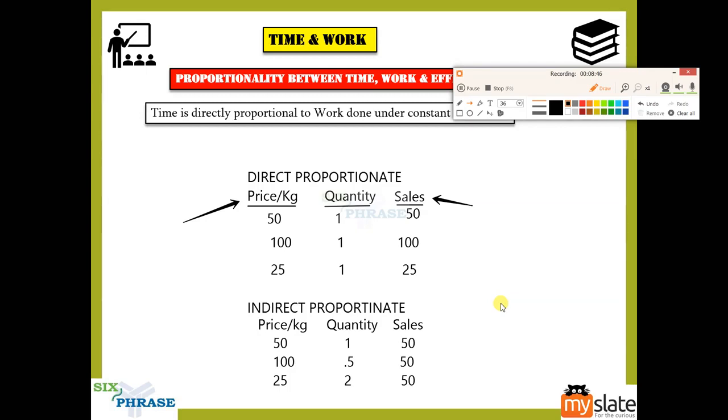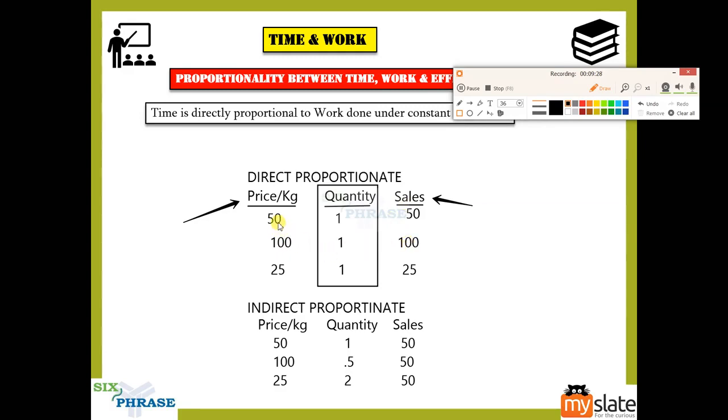Now usually what happens is, when you have to find it, you'll always have to keep a third quantity constant. So if you have a look at this, the quantity in all three cases is 1. So you can clearly say the quantity here is constant. Whenever you find the relationship between two variables, in this case price per kg and sales, you have to keep the third variable as constant. So here I'm keeping quantity as constant. Now try to increase one thing. Try to increase price per kg. You can either increase price per kg or sales. You can increase any one of those two variables.